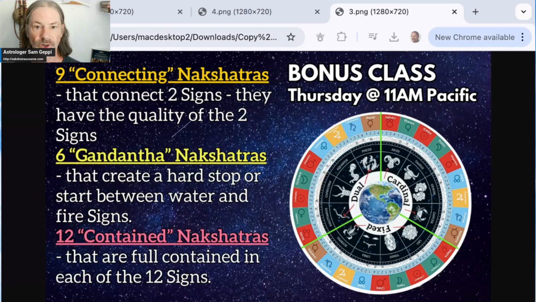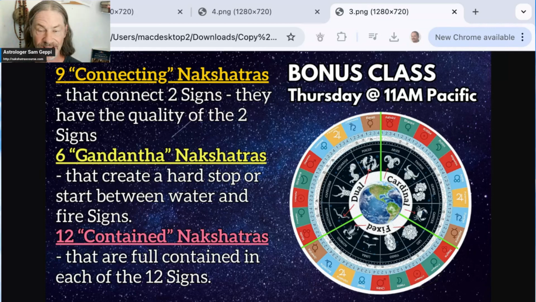So what I'm going to be teaching as a bonus class coming up on Thursday, October 24th, is going to be the first bonus class on understanding there are really three different types of nakshatras. There are 9 connecting nakshatras that connect 2 signs. These nakshatras have the quality of the 2 signs. For example, Kritika has the quality of Aries and Taurus.